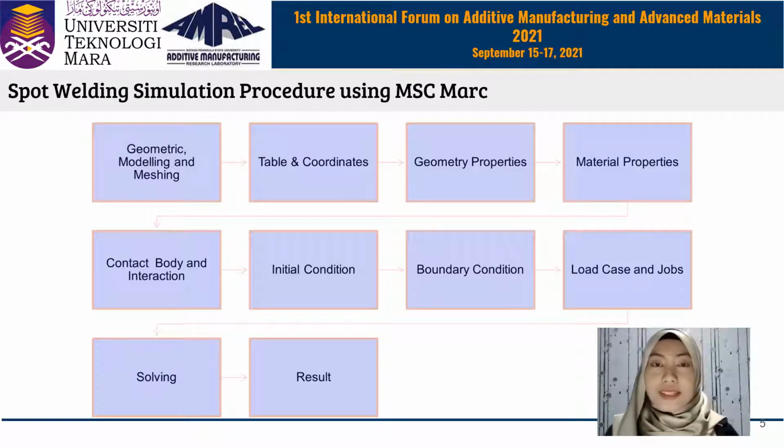The spot welding process simulated in MSC Marc generally can be simplified into 10 sections as shown in the figure. The FEA simulation of the spot welding process in MSC Marc can be divided into 3 phases, which are pre-processing, solving, and post-processing. As can be seen on the screen, the pre-processing stage, which is geometry and mesh, can either be imported or directly drawn and meshed in MSC Marc itself. Among the important parameters that need to be defined are materials, contact bodies and interaction, initial and boundary conditions, and the load cases before it can be run to get the results.